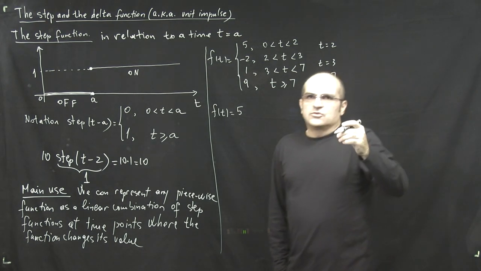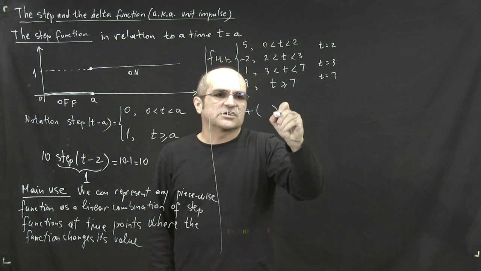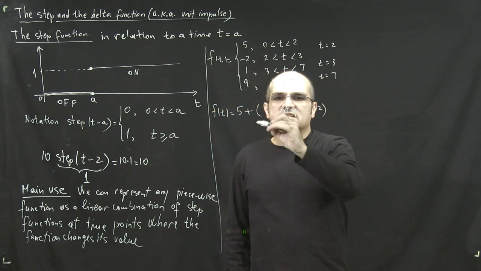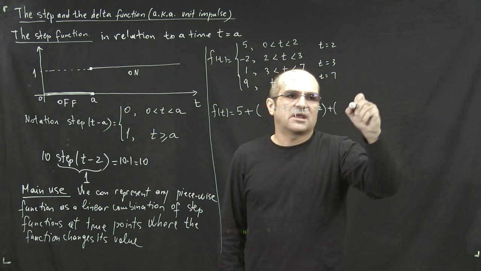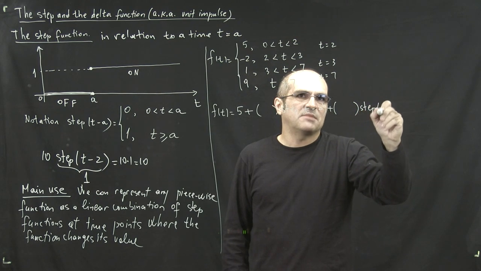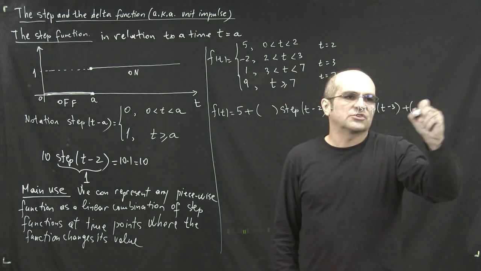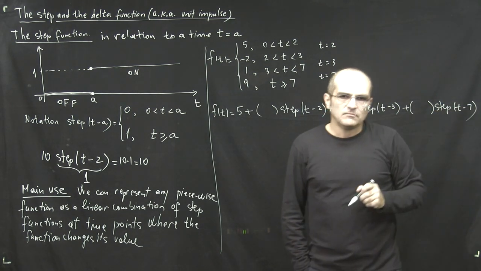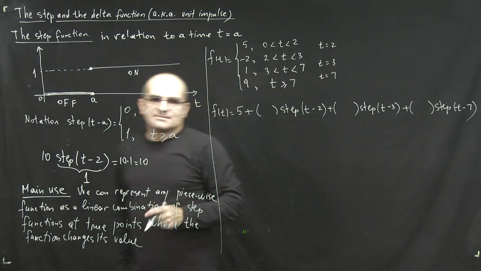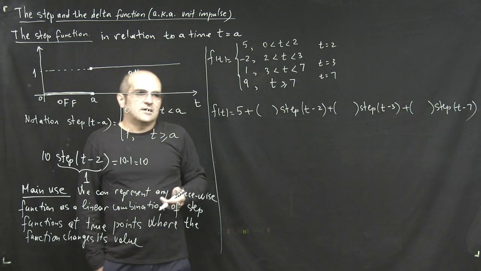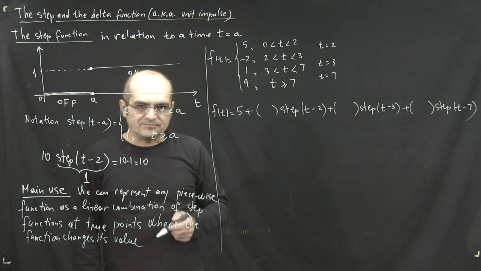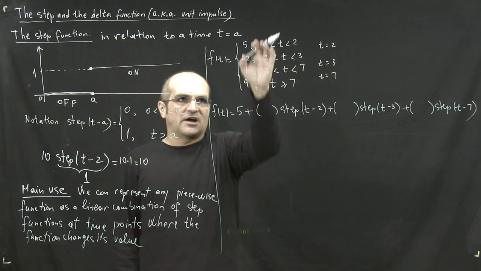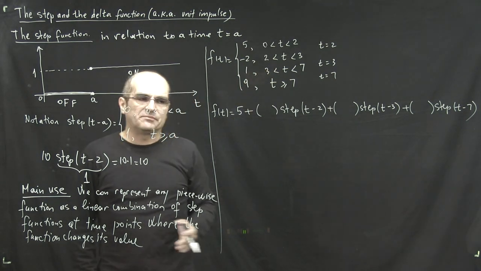So what you do, you leave some room for the coefficients and introduce these step functions in a linear combination. So some coefficient times step t minus 2, plus some other coefficient times step t minus 3, plus some other coefficient times step t minus 7. Okay, so as many step functions as the number of times the function changes its value. Now, what is the magical coefficient that will make it so that the function returns what you want, minus 2, 1, 9, and so on?